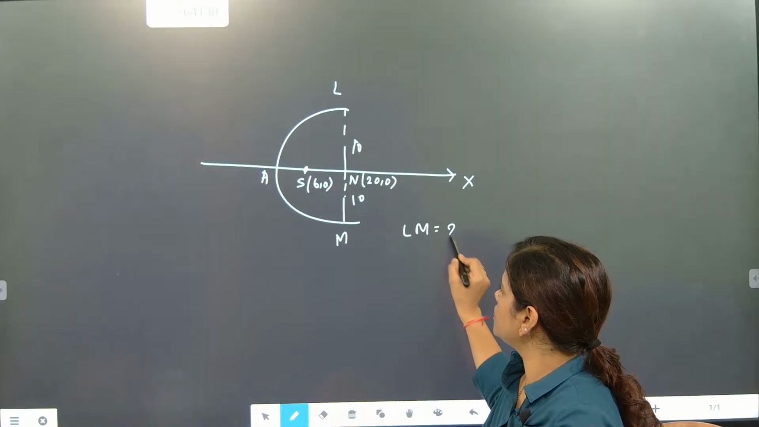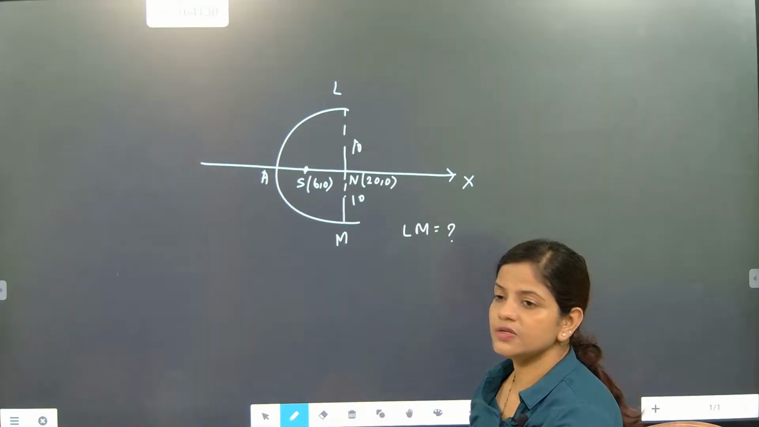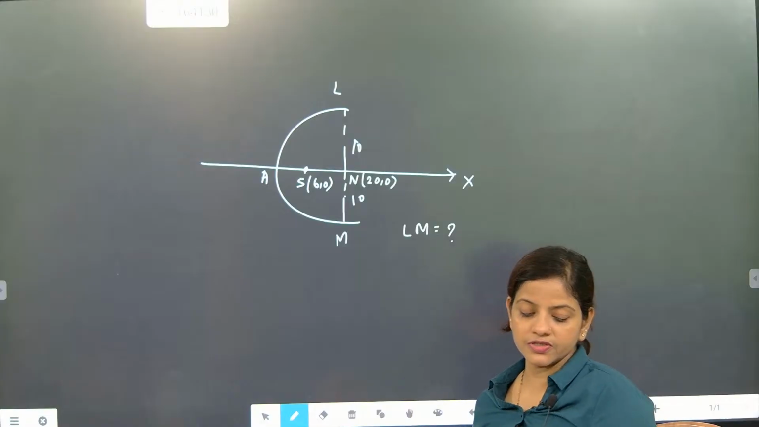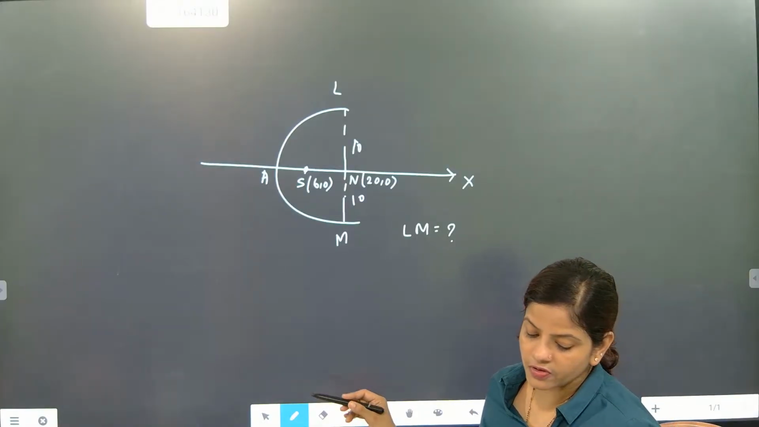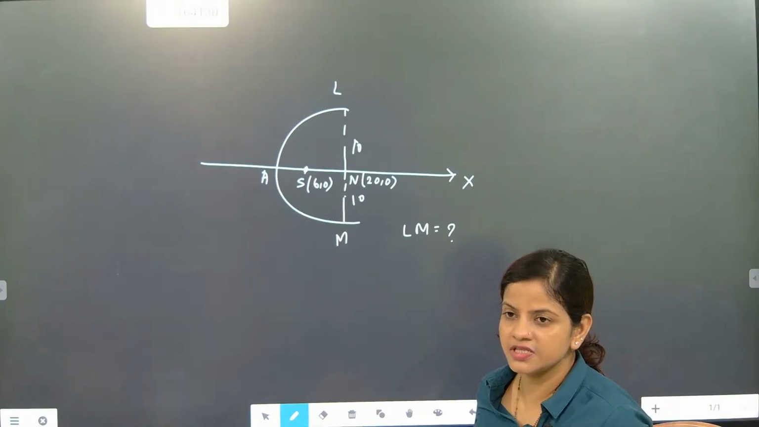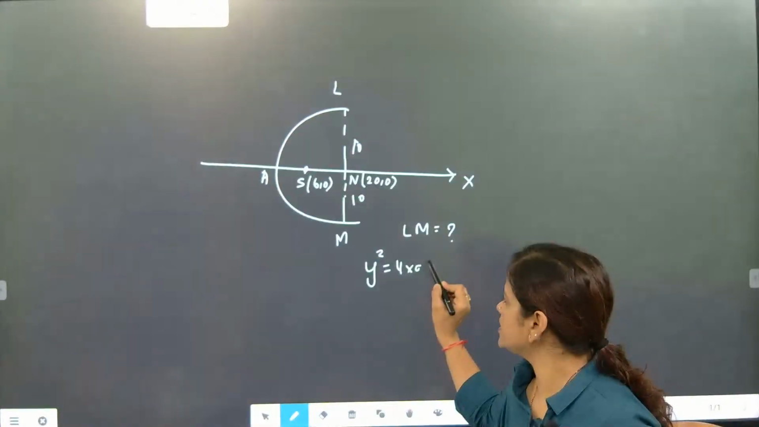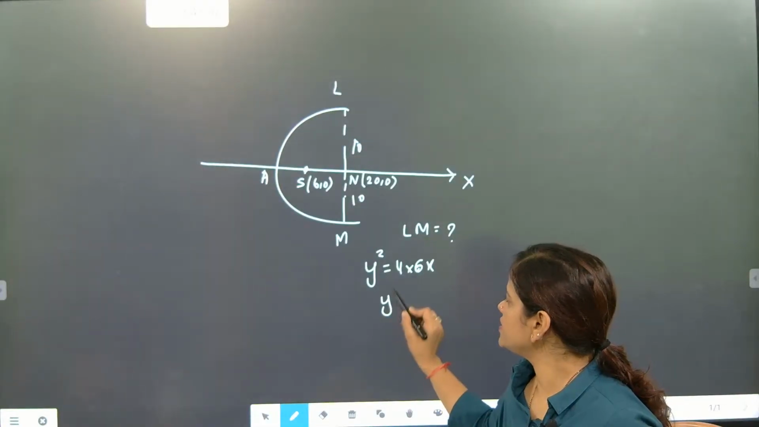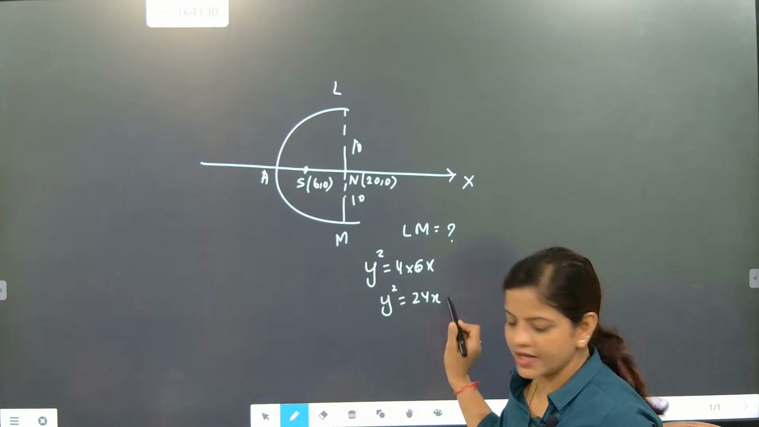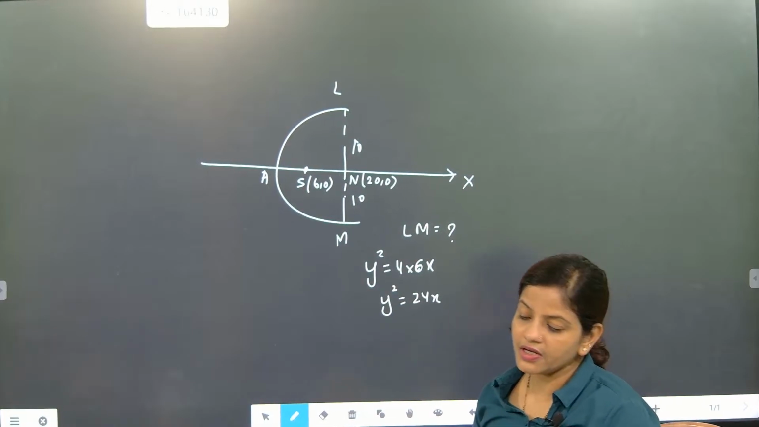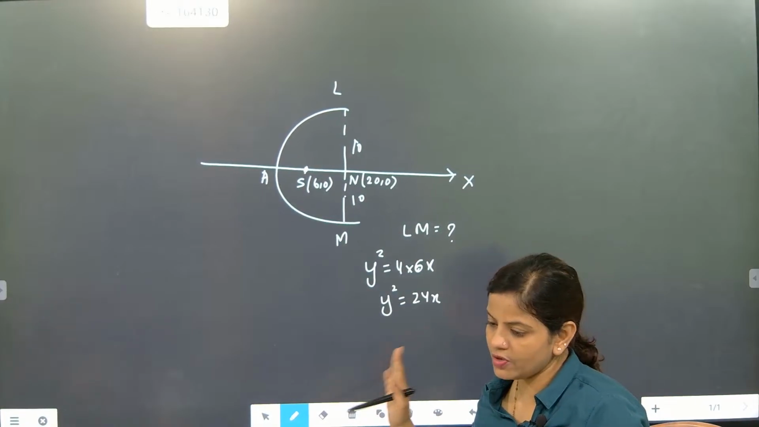LM is equal to what? Again, what will be the equation? The equation for the parabola, because the focus point is 6, 0, is y square is equal to 4 into 6 into x. So y square is equal to 24x. Understood? This is the parabola equation.